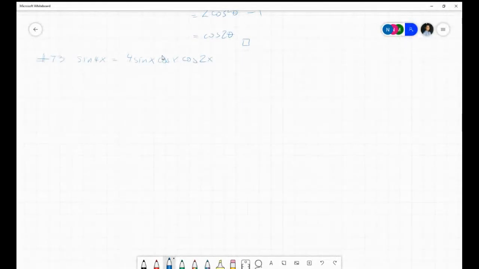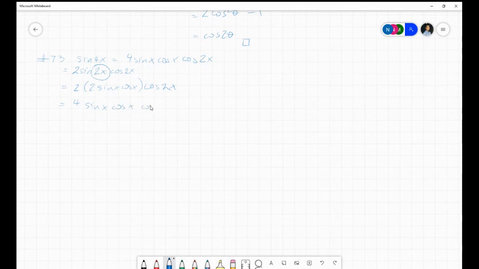All right, so you had a good idea of converting it. So here we do 2 sine 2x cosine 2x. That's just using the double angle identity. Now we can expand this a little bit further, using the double angle identity again. So 2 times 2 sine x cosine x cosine 2x. Then we get 4 sine x cosine x cosine 2x.